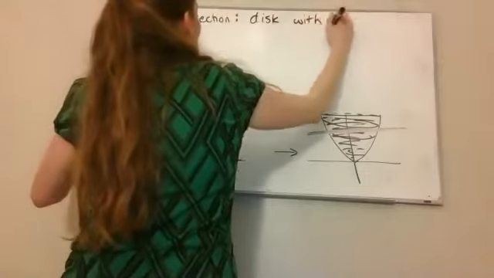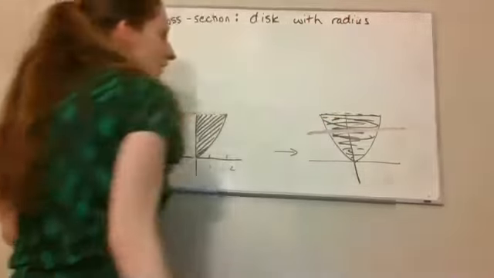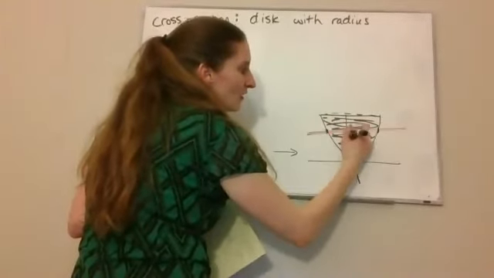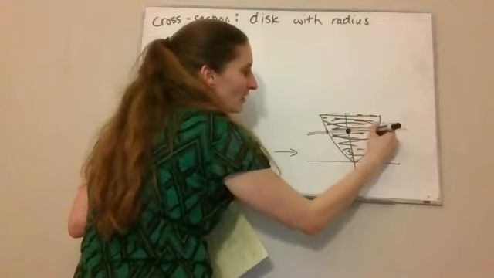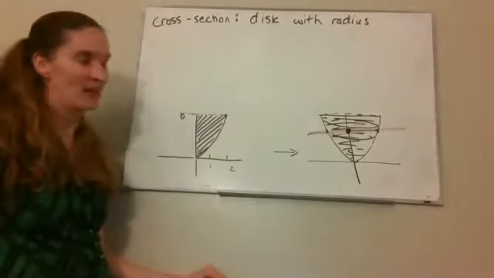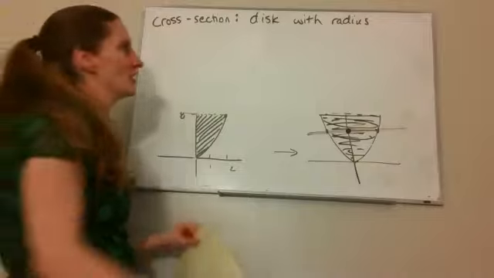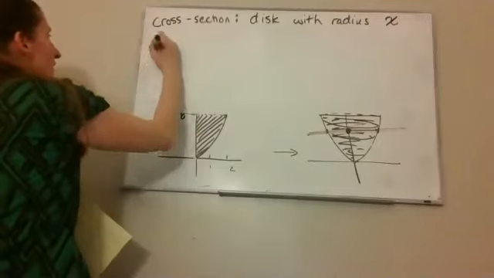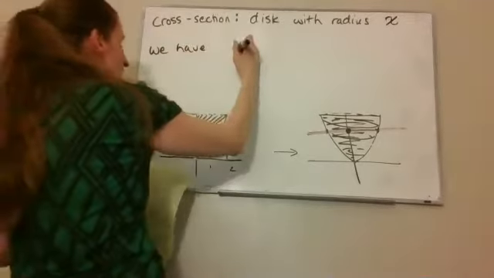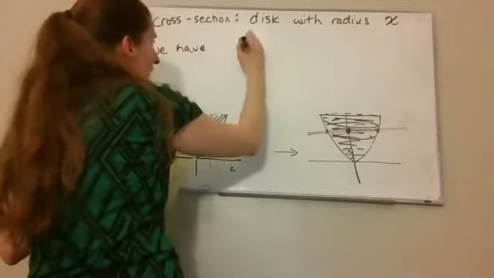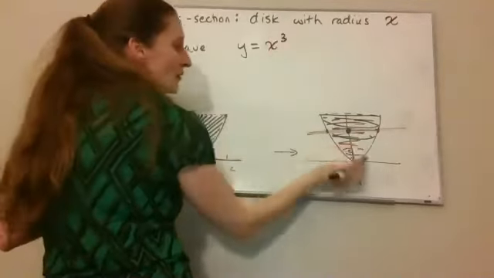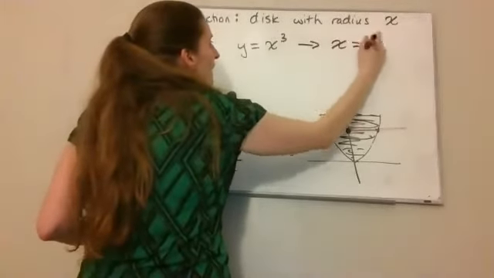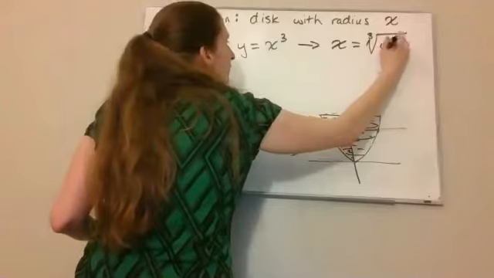It's a disc with radius. Is it going to be x or y? Well, my disc starts here in the middle and my radius goes to one side of this. That's moving in the x direction. So my radius is x. The only equation that we had before was y equals x to the third, making that side of the curve. So this means x is equal to the cube root of y.